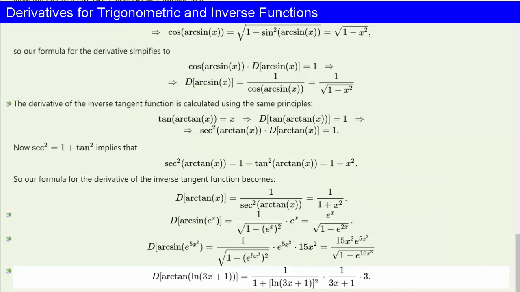The derivative of the arctan of the logarithm of 3x plus 1. Well, first you differentiate the arctan, and you get 1 over 1 plus the log of 3x plus 1 squared. Then you differentiate the log and get 1 over 3x plus 1, and then you differentiate 3x plus 1, and you get 3.